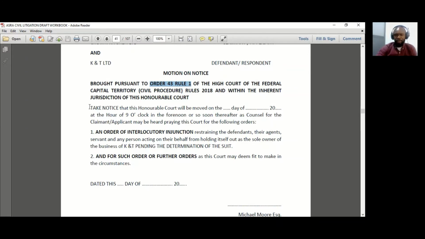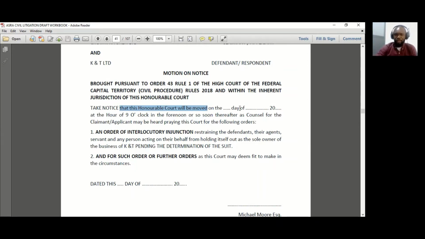Now it says, take notice that this honorable court will be moved on the day of 20 at the hour of 9 o'clock in the forenoon or so soon thereafter, as counsel for the claimant / applicant will be heard praying this court for the following orders. Now, let's analyze the body. It says take notice because you're basically telling the other party to be notified, to be informed about what you are doing, that this honorable court will be moved, all right? That this honorable court will be moved, meaning that you are going to be presenting your application to the court.